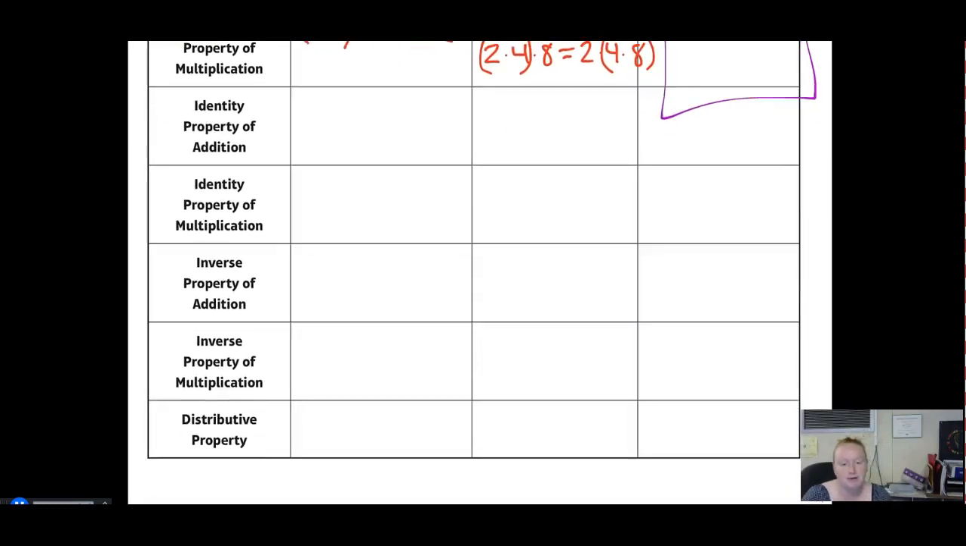The identity property of addition. So identity, this is where you're looking for yourself. So I have x and I want it to equal x in the end with an addition because it asks for addition. So x plus nothing still makes x. 2 plus nothing still makes 2. You give me an example.